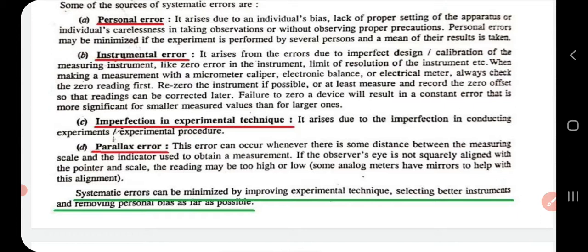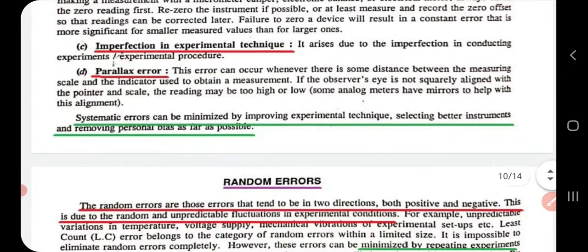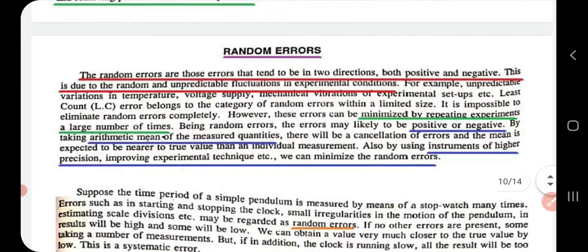Then systematic errors altogether can be minimized by improving the experimental technique or by selecting better instruments and removing the person's bias as far as possible. So these are the various systematic errors, and they have suggested various ways of eliminating systematic errors. So this is very important, systematic error.